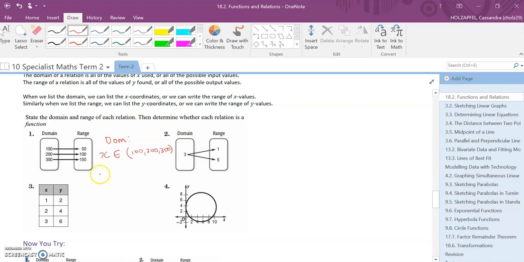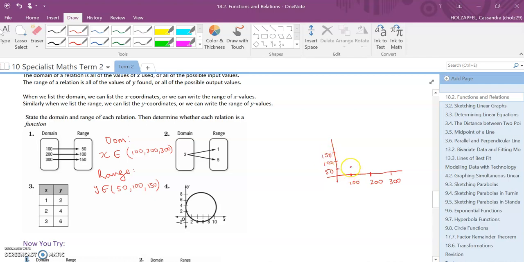For our range, remember, is all of the possible y values. And again, this is just a bunch of coordinates, so we can just say that y is an element of all of these values, 50, 100, and 150. Now for this one, I'm just going to go over here and quickly draw it. So if I say that this is roughly 100, this is roughly 200, and this is roughly 300. And then for my y values, what does it go up to? 150. So let's just do 50, 100, 150, and let's plot those points.